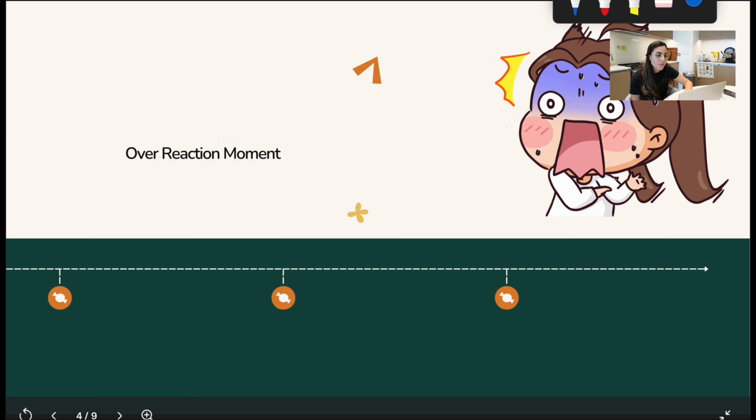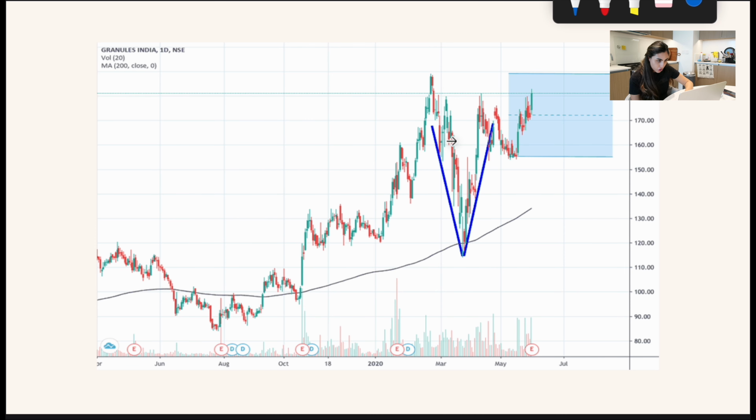So here is an example of a V-shaped pattern. Sellers took control and then buyers stepped in and took control again, and then there was a mini pullback and then there was a mini V. So this is how usually a V-shaped pattern will pan out. I'll show you more examples later down the line.